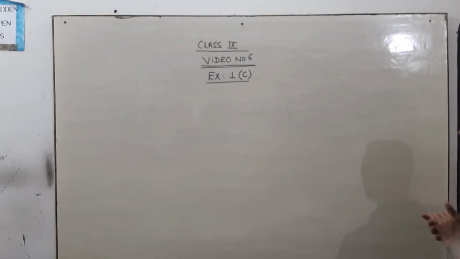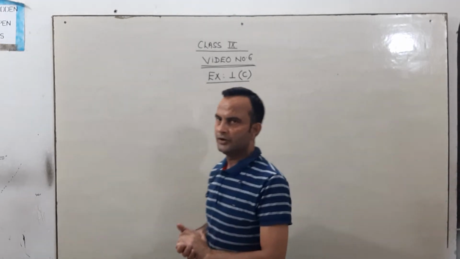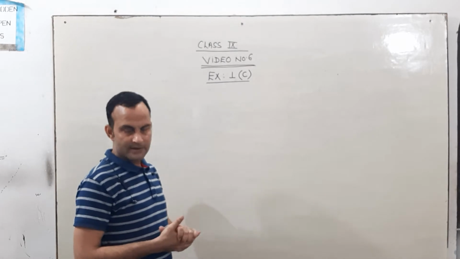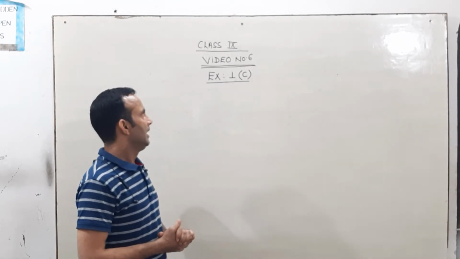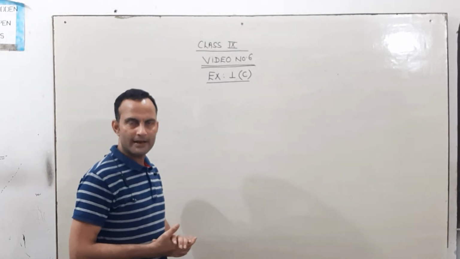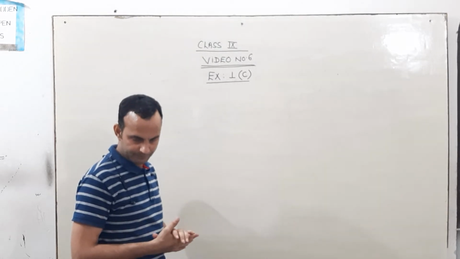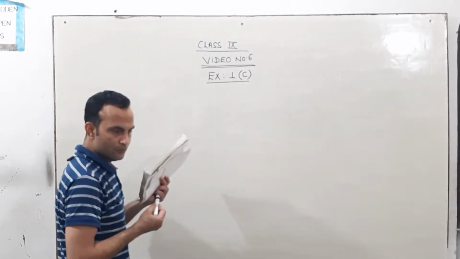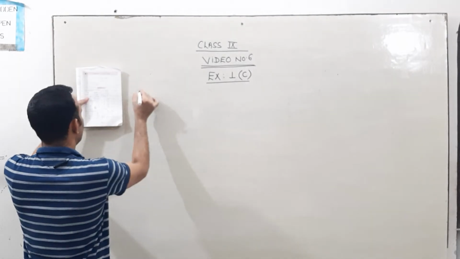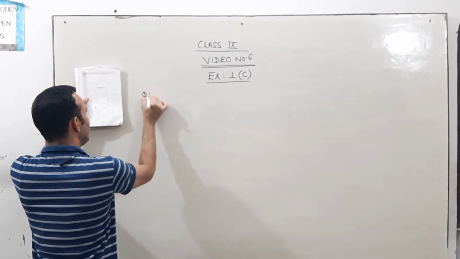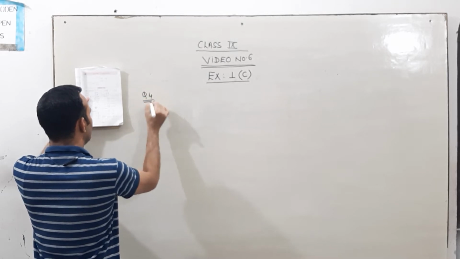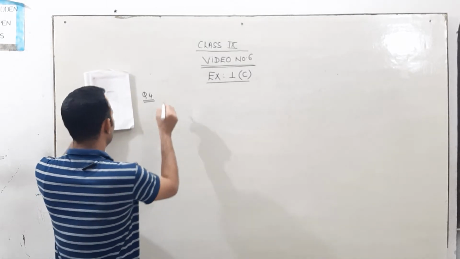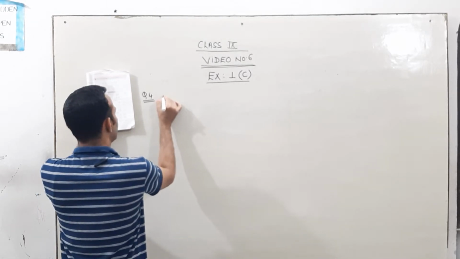Now dear students of class 9, this is video number 6 and the topic is rationalization. I am going to teach you Exercise 1C. Now take question number 4, which is a very important question from the examination point of view. In this problem you have to find out the value of a and b. So let us take its third part.